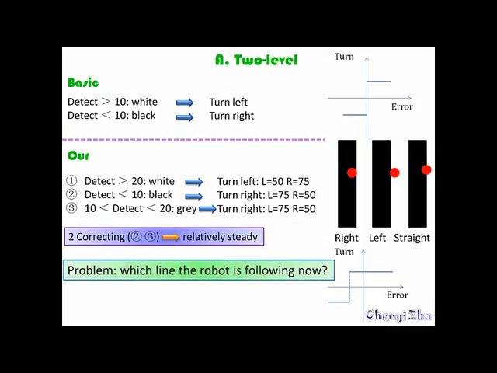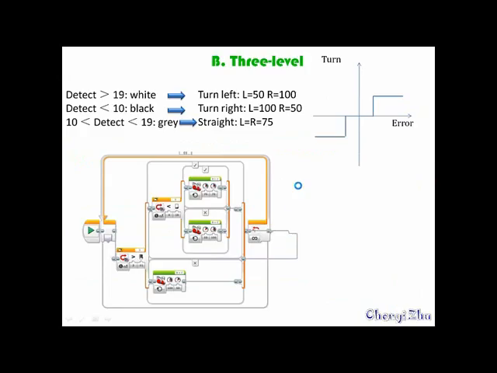However, further analysis suggests a problem. We cannot figure out which line the robot is following now. It may follow the line with a feedback signal of 20, but it may also move to the area with the signal less than 10. But it did suggest us a way to reduce the chattering.